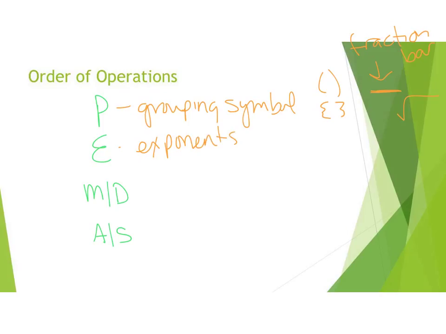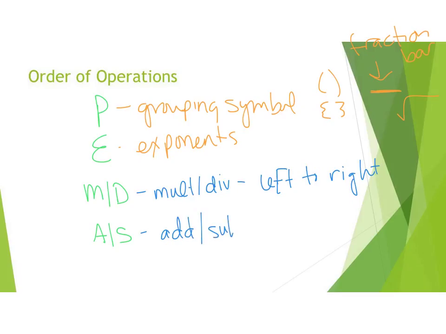The reason that I write my multiplication, division, addition, and subtraction like this is because you are going to multiply and divide, but multiplication does not always come before division, right? We're going to go left to right. And the same thing with addition and subtraction, whatever comes first. So you might be subtracting before you add. So whatever comes first, going left to right.